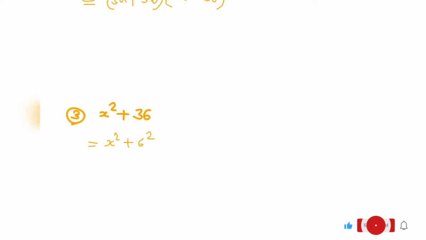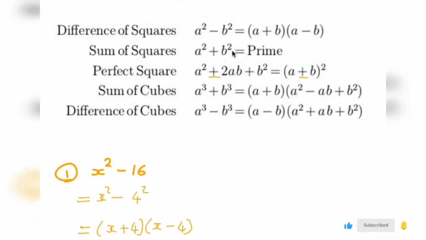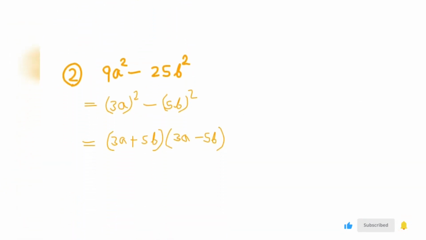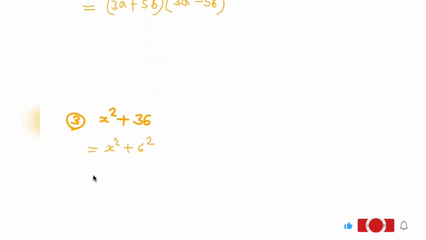Okay, here this is x square plus something square, so we have to write this in square form. 36 means 6 square, but a sum of squares is prime, so we can't factorize and we can just write prime. And this is our answer.